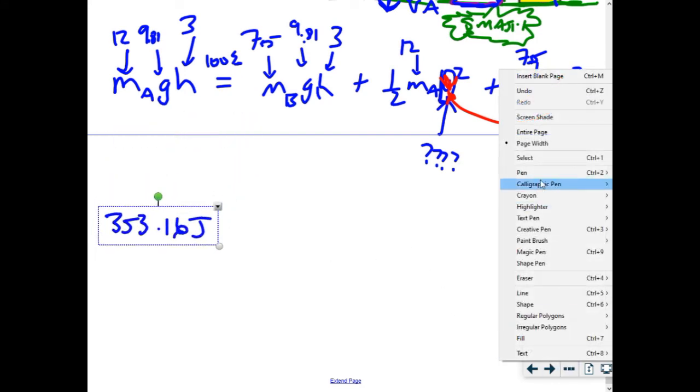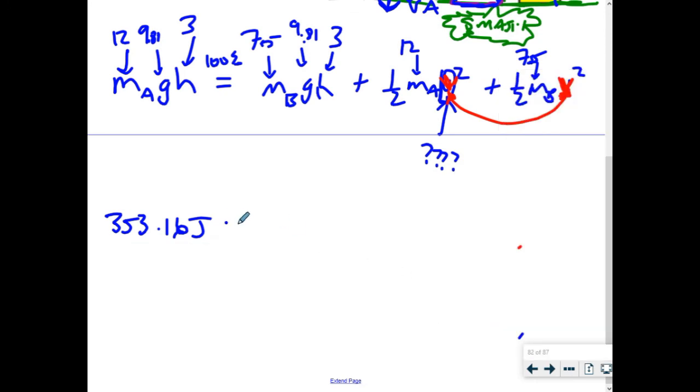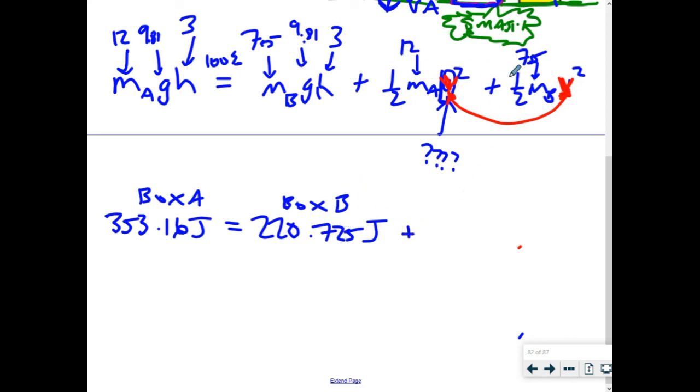Now, some of that energy will get converted into the box that goes up in the air, which is 7.5 by 981 by 3. So 7.5 by 981 by 3 gives us 220.725 joules. So this was box A. This was box B. So far, so good? Well, the remaining energy then must be the kinetic energy of the boxes as they moved.